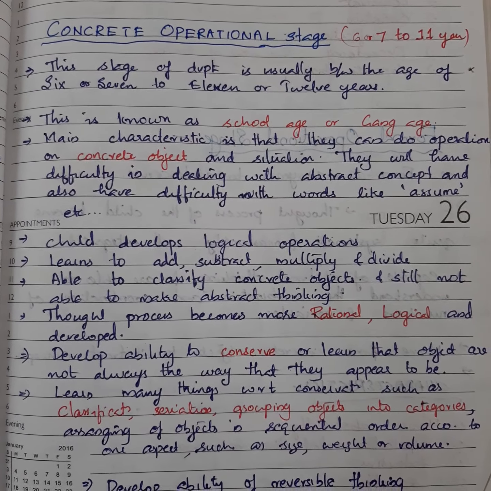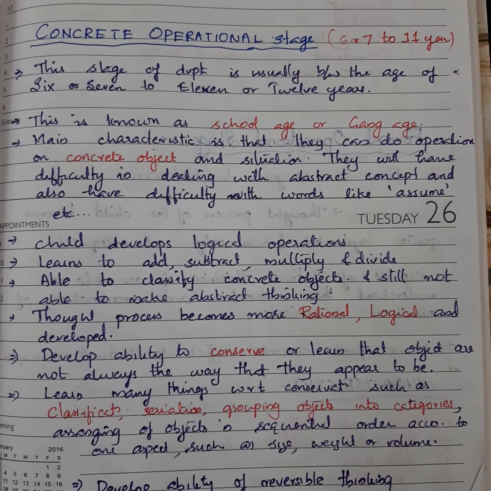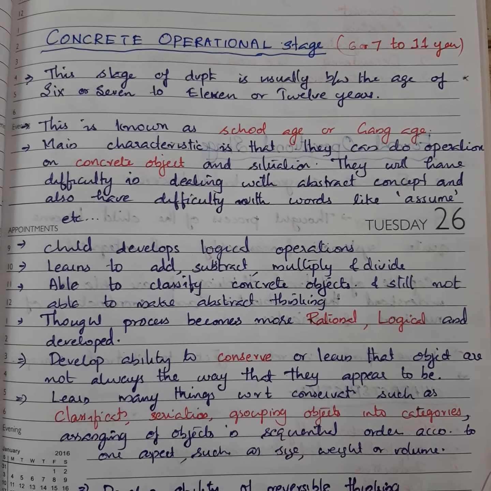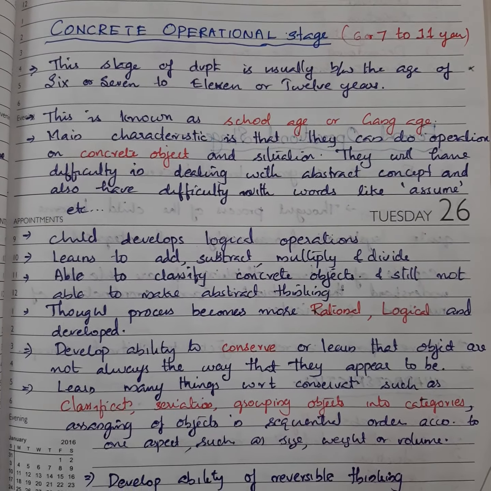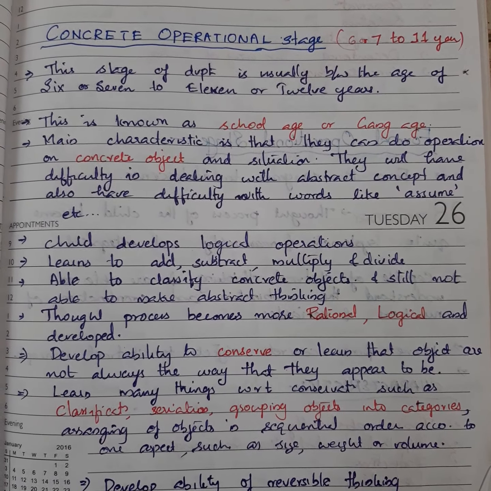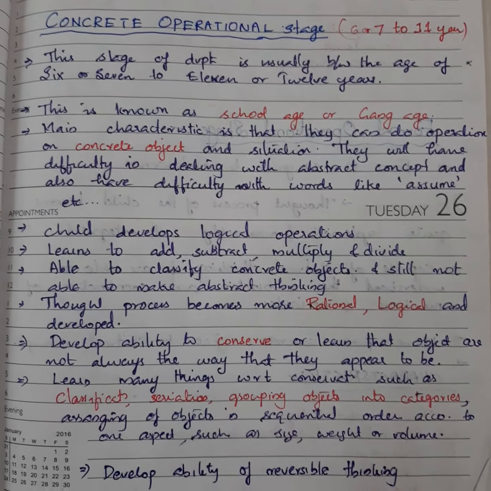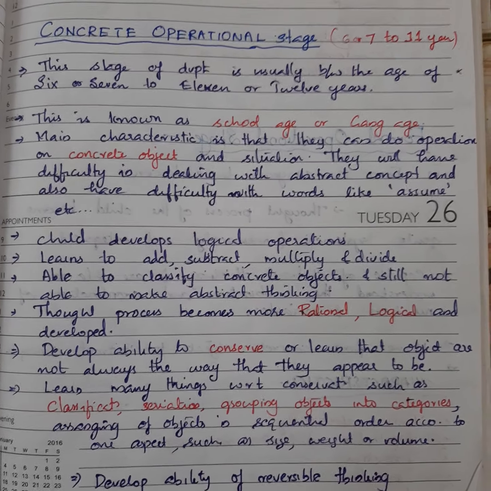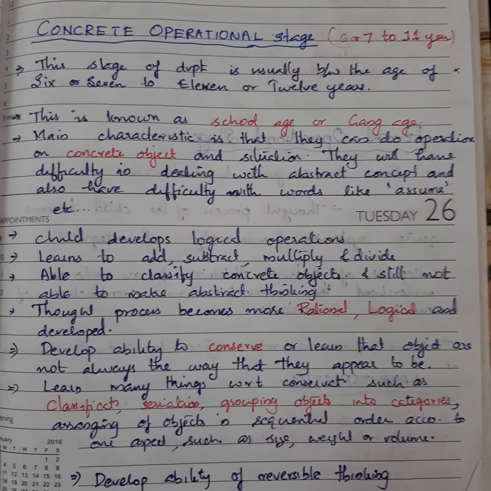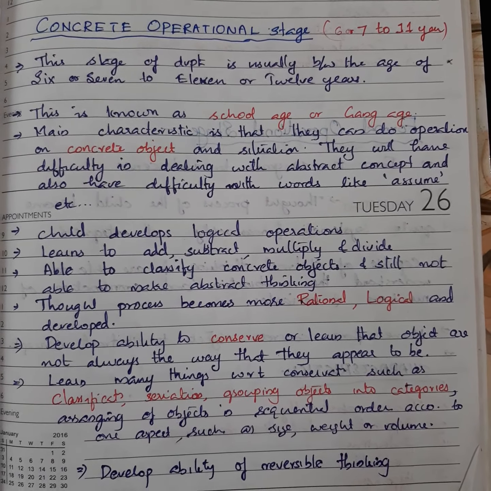In this stage, they learn many things with respect to conservation, such as classification, seriation, grouping objects into categories, and arranging objects in sequential order according to one aspect such as size, weight, or volume. Another most important characteristic of this stage is conservation and classification, seriation, grouping of objects into categories.